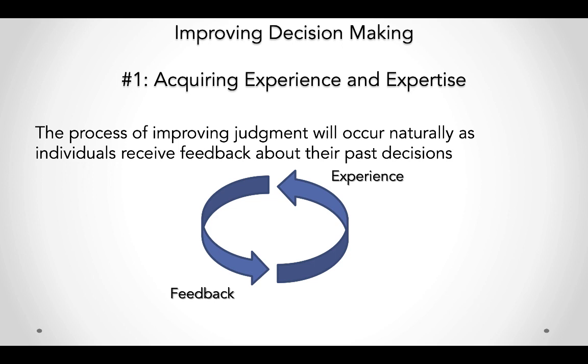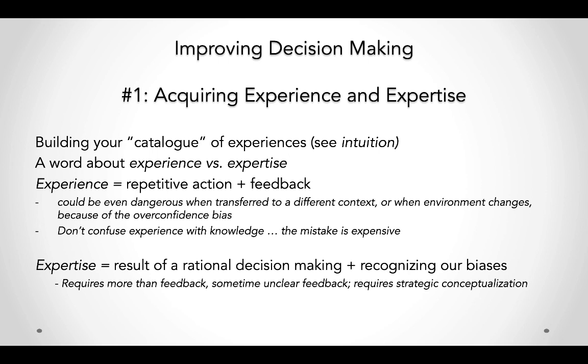Acquiring experience and expertise. Learning in general occurs in two steps. In experience, you try to do something and you get feedback. Yes, no, maybe, it worked, it didn't work, and so on. Without this loop, the learning process would not function properly. So if you keep doing things and you don't get feedback on whether you did them right or wrong, then there's no way of improving, right?